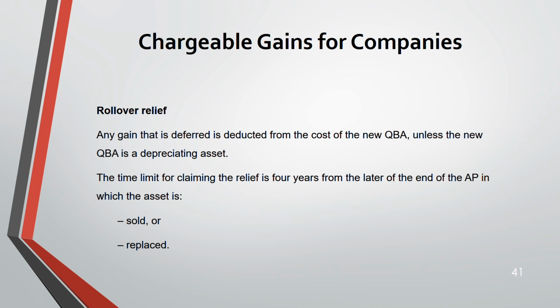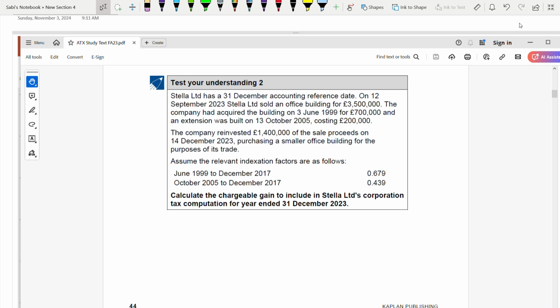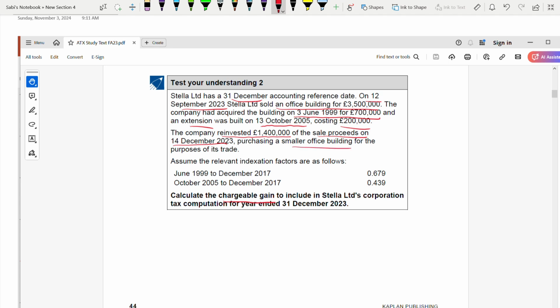Now, let us do a question. Test your understanding. You need to calculate the chargeable gain to include in the corporation tax computation. 31st December is the date they prepare the accounts, and on 12th September they sold an office building for 3.5 million. They acquired this building on 3rd June 1999 for 700 and an extension was built on 13th October 2005 costing 200. The company reinvested 1.4 of the sale proceeds on 14 December purchasing a small office building for the purpose of its trade. You have been given the indexation factors: one for the cost, the other for the extension date.